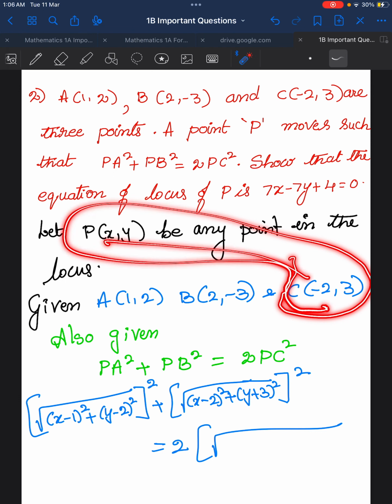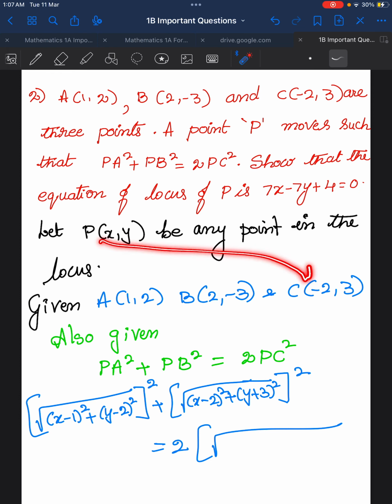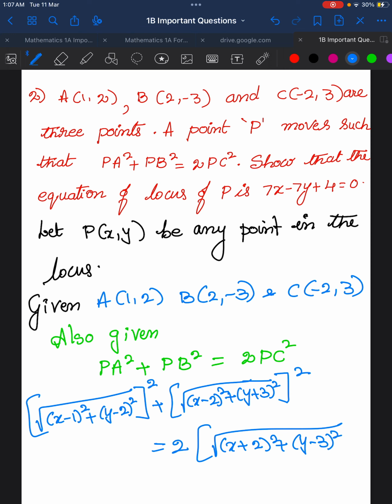x minus of minus 2 is x plus 2 whole square, and y minus 3 whole square. All of you observe this: square and square root will get cancelled. You have to remember that square and square root will get cancelled.